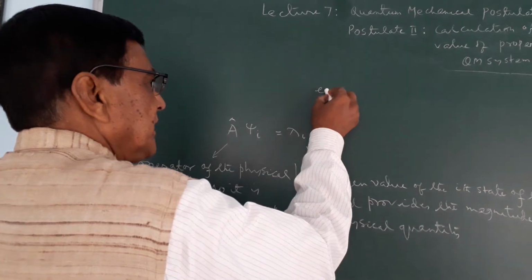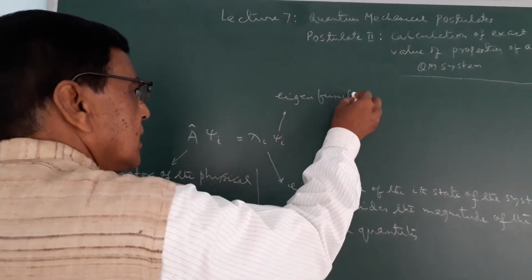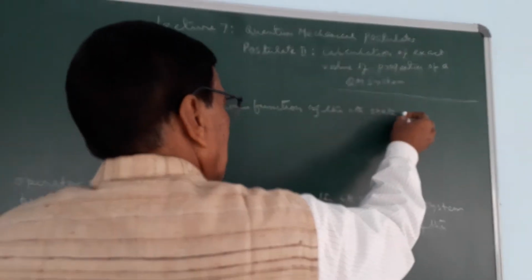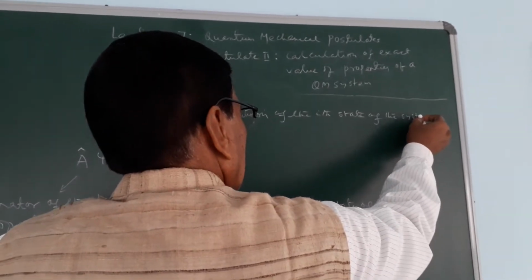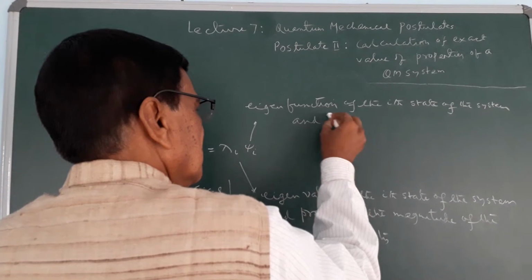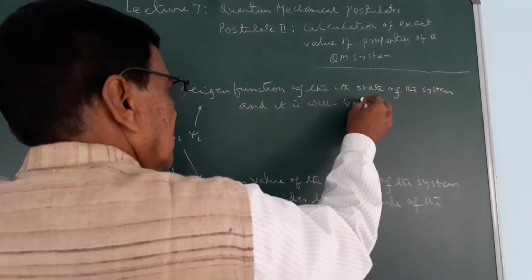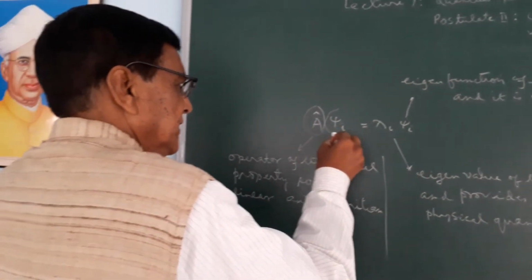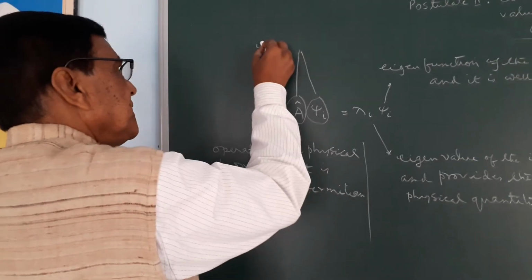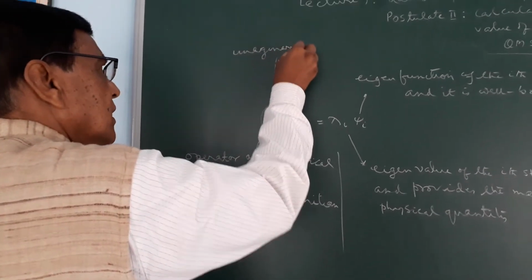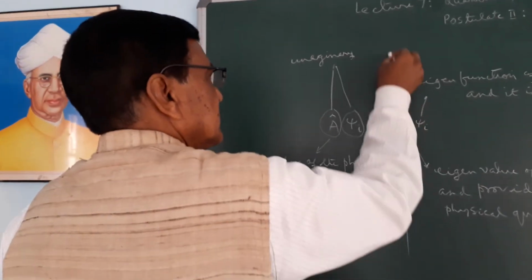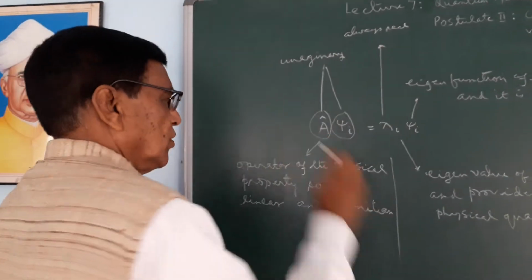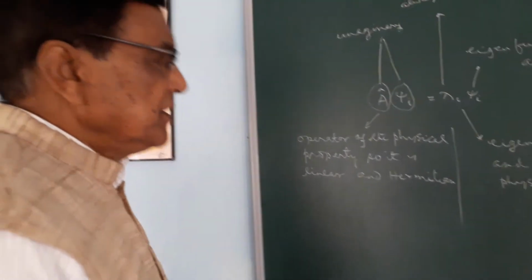This one is the eigenfunction of the ith state of the system, and it is well behaved, quantum mechanically acceptable. Though this operator and the function may be imaginary quantities, this lambda i is always real, as this operator is Hermitian in nature.